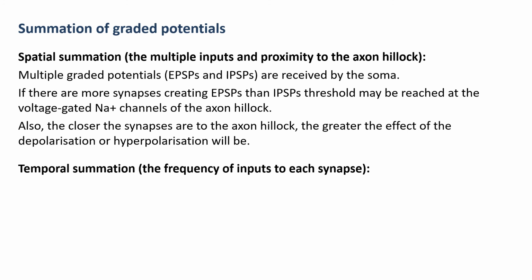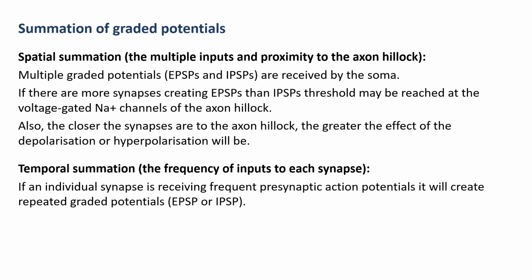Temporal, as the name might suggest, is all about frequency. So temporal summation is about the frequency with which each individual synapse fires. You imagine one presynaptic neuron has an action potential, comes down it, releases its neurotransmitter and creates either an EPSP or an IPSP. If it receives another action potential very quickly, it will reinforce that by creating another EPSP or IPSP, depending on its neurotransmitter. So temporal is about frequency, spatial is about multiple inputs.